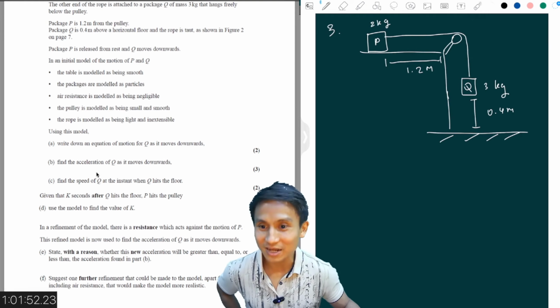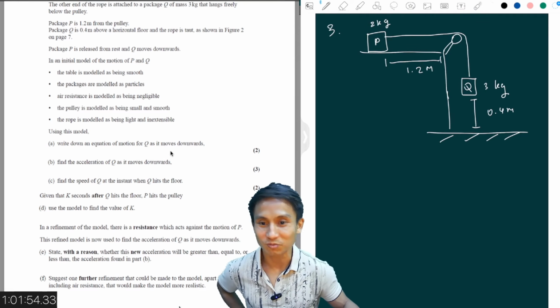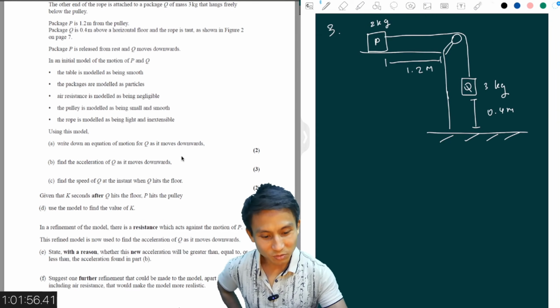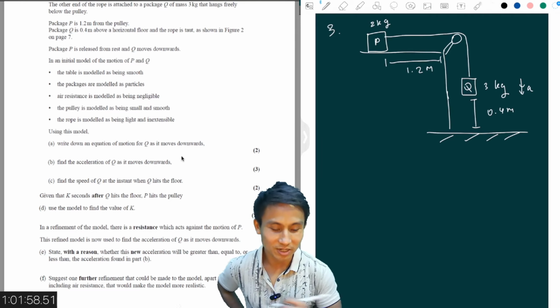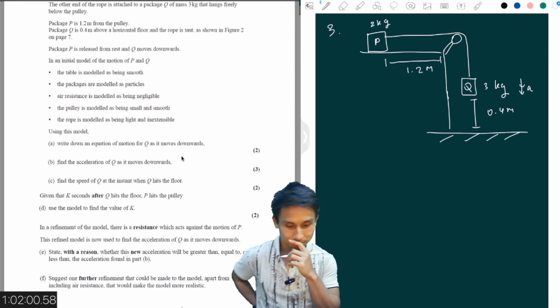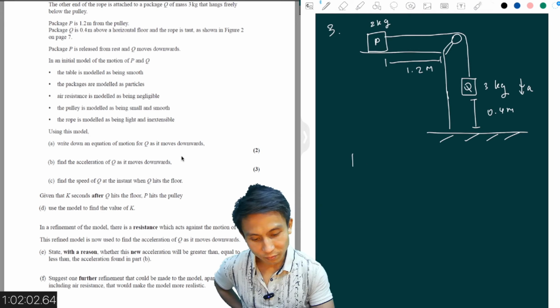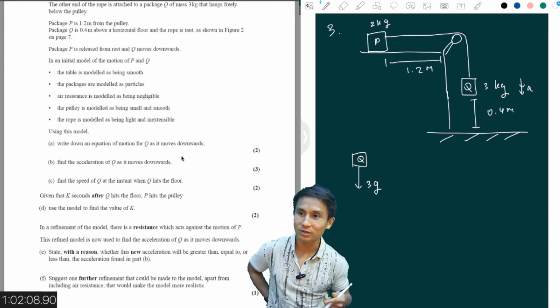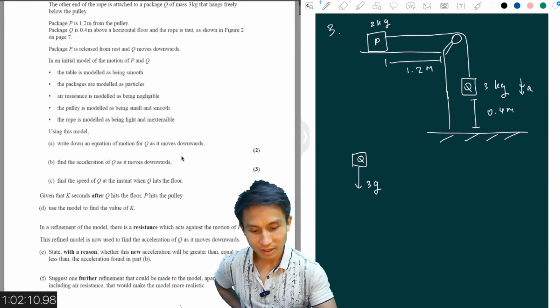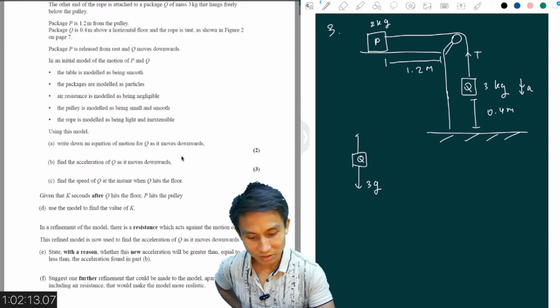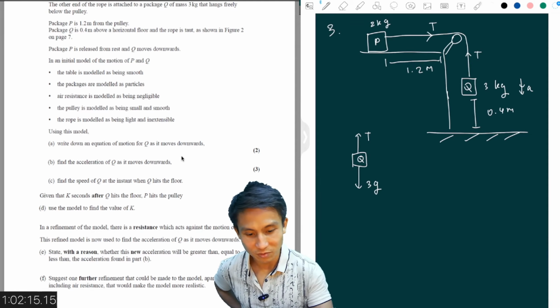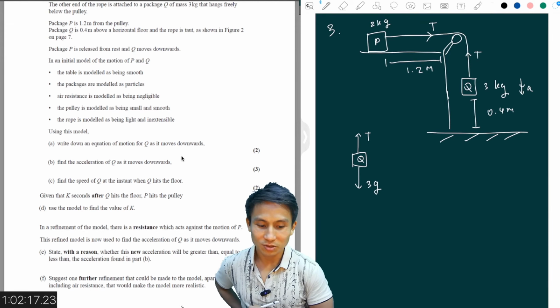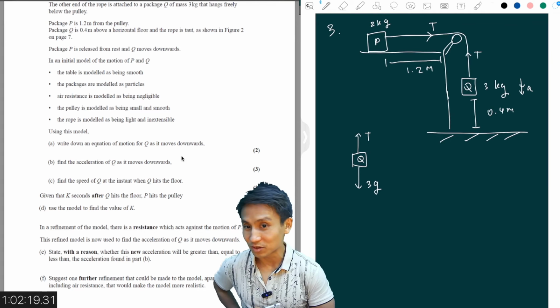Part A, write an equation of motion for Q as it moves downwards. So it moves downwards, so the acceleration is going down. This is connected particles, right? So if we consider the mass Q, we have the weight 3g, which is mass 3 kilograms times g. And the tension, you have a tension upwards and also the tension to the right on P. So that is just the equation of motion.